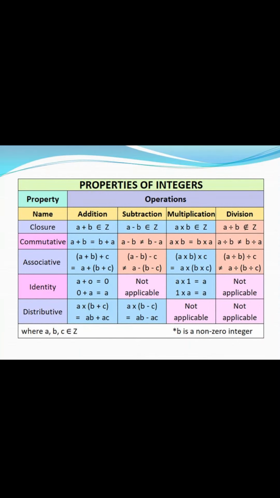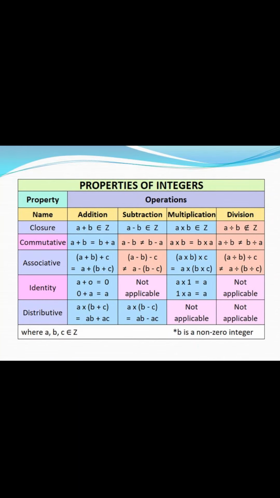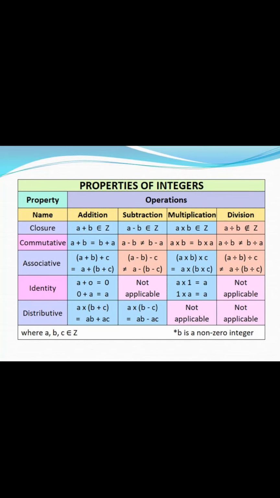The next property is the associative property. This property is not the same as in addition. In this property, (a minus b) minus c is not equal to a minus (b minus c). It means if we subtract b from a and then subtract c, the result will not be like a minus (b minus c). The next property is the distributive property. In this property, for example, a multiplied by (b minus c) will be equal to ab minus ac.